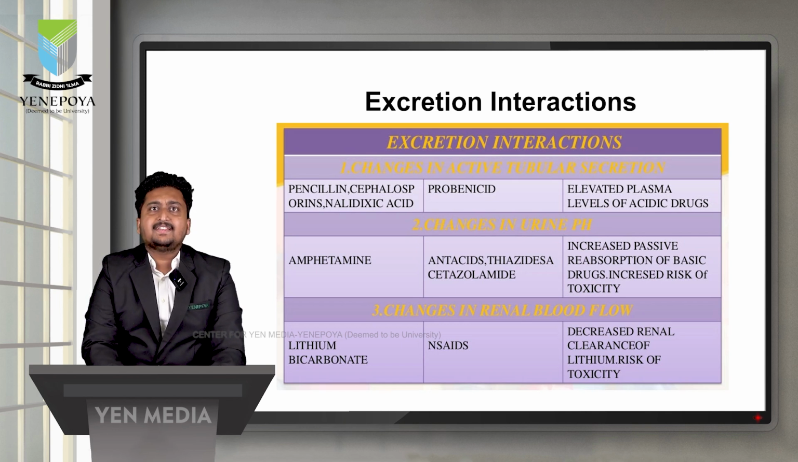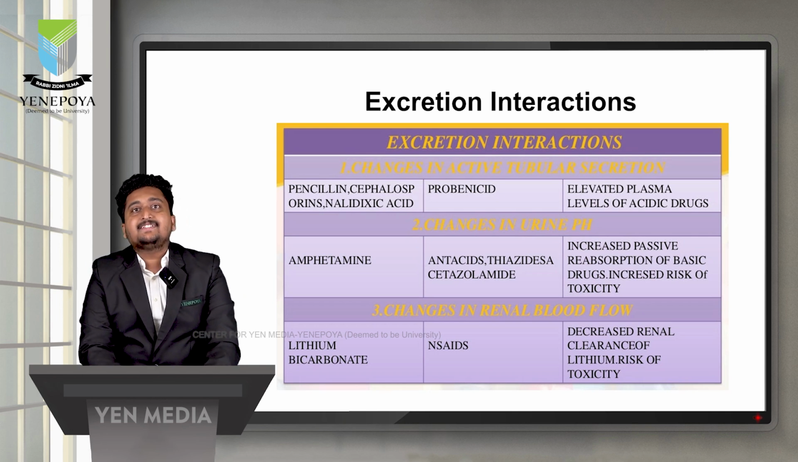The first one is changes in active tubular secretion. Drugs like penicillin and cephalosporins are antibiotics which, when reacted with uricosuric drugs like probenecid, which is generally given for gout, you can see there are elevated plasma levels of acidic drugs. That is primarily because of changes in the active tubular secretion. There is also a change in the level of the object drug, which are antibiotics here.